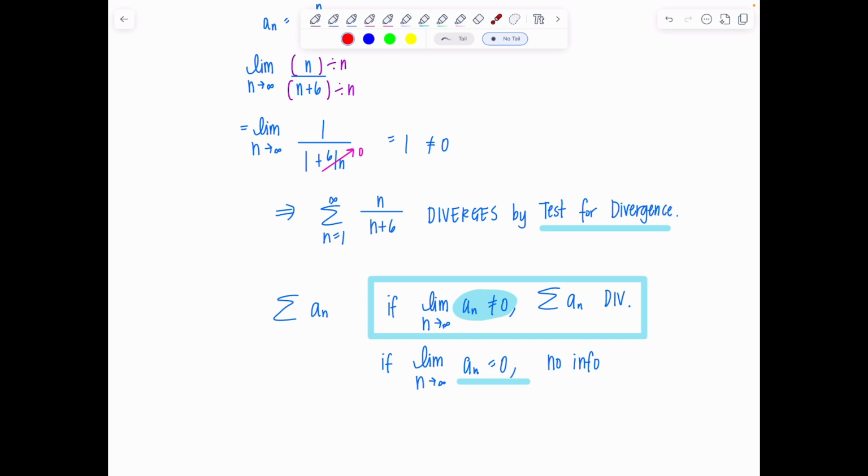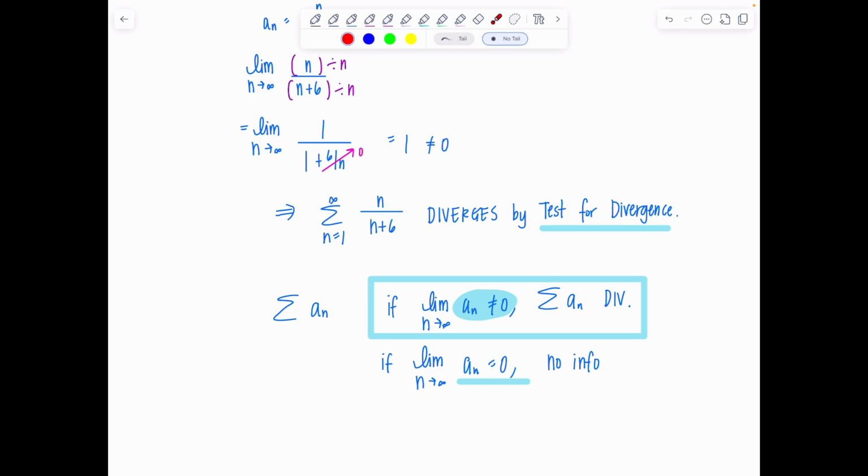Because basically, if these guys don't even go to 0, there's no way we're going to add up infinitely many of them and think it's going to approach a finite number. There's absolutely no chance if these guys don't go to 0 for us to sum them up and have it approach a finite number. Okay? Good. I know that one's confusing a lot of the time, but you guys can handle it.